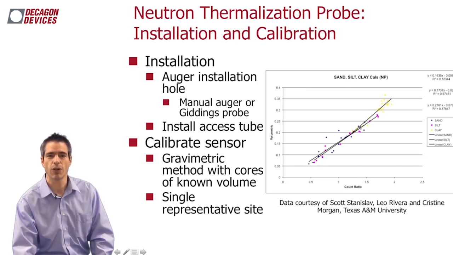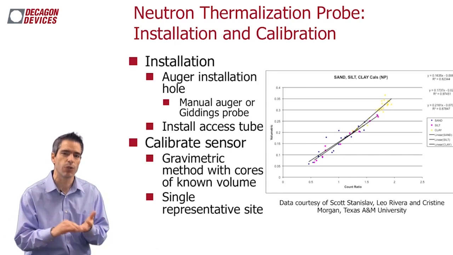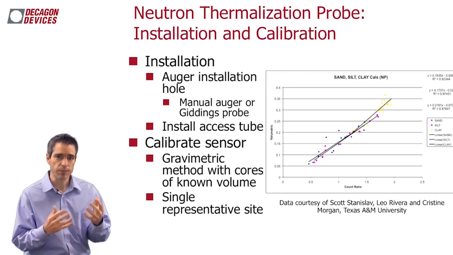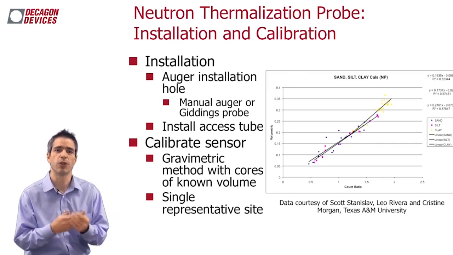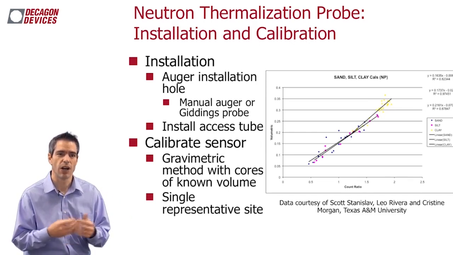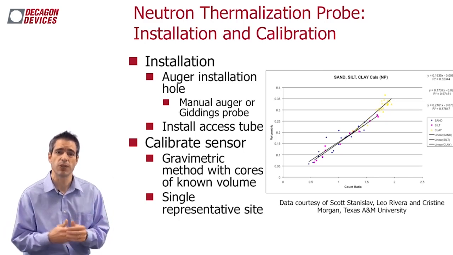Now you notice that although very similar in this calibration, all the soils are not the same in terms of their calibrations. So they had to make some soil-specific calibrations for their sand and silt, which were fairly similar, and then their clay, which was different from the sand and silt. But they were able to relate the count of those thermalized neutrons on the x-axis to their volumetric water content on the y-axis. Now you have to remember that as you do this, you can make site-specific calibrations.